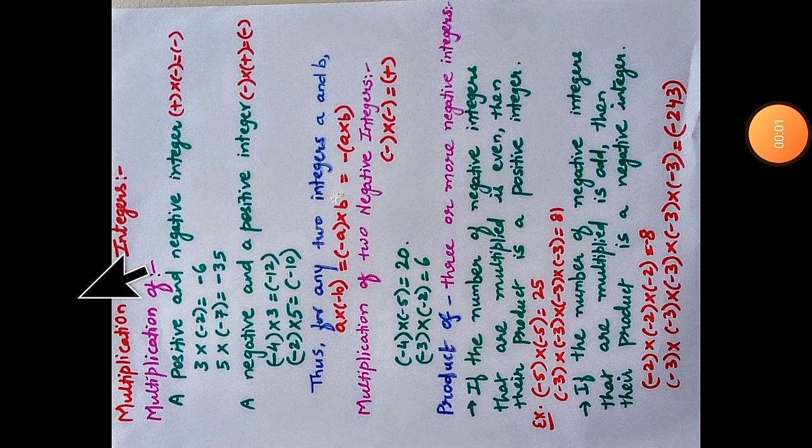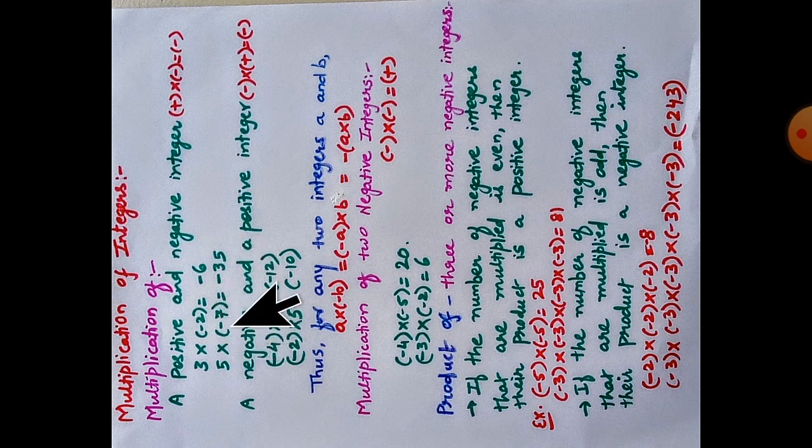Now let us study the multiplication of integers. Multiplication of a positive and a negative integer. That is, plus into minus will be minus. Now let us see the example. 3 into minus 2. 3 is positive, 2 is negative. So plus into minus will be minus. So the answer will be minus 6. 3 2s are 6 and it will be minus 6.